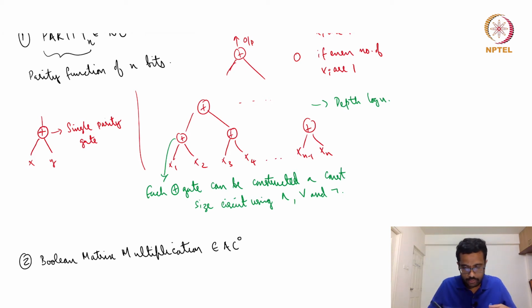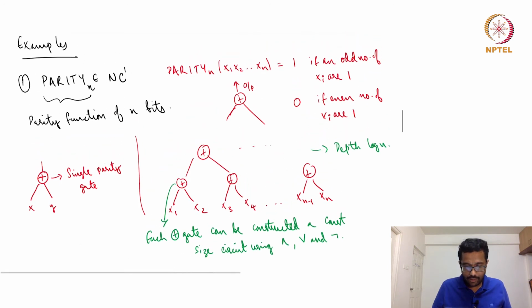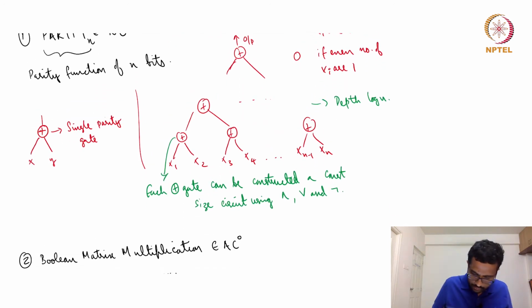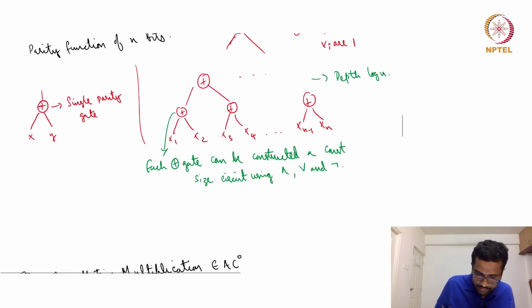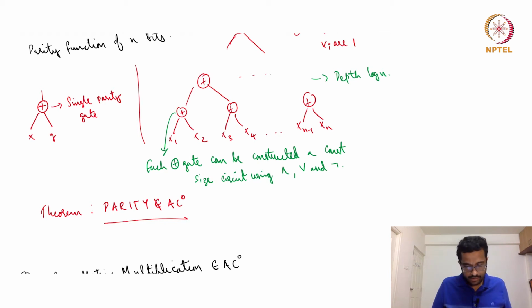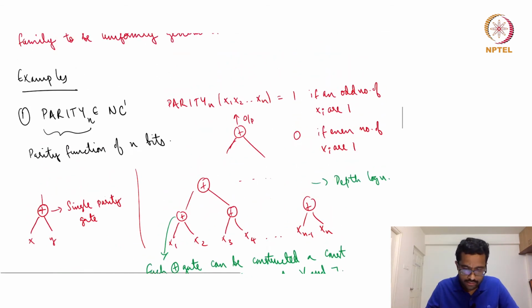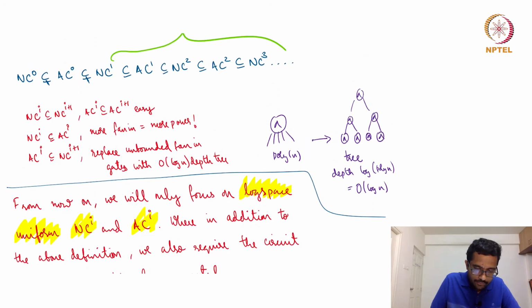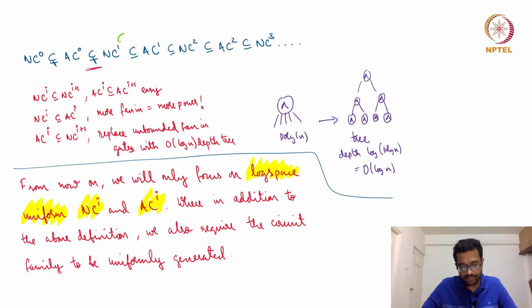So if you just cascade the 2-bit parities as a tree, then you will indeed get the n-bit parity. So parity is in NC1, and what is known, which we will see later, is that, and this was somewhat of an important theorem, parity is not in AC0. Okay, so this is an interesting and involved proof, perhaps one of the longest that we will see. So this shows that this containment here is strict. We have a language that is in NC1 but not in AC0.